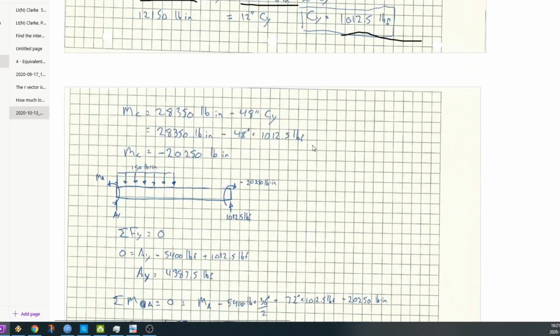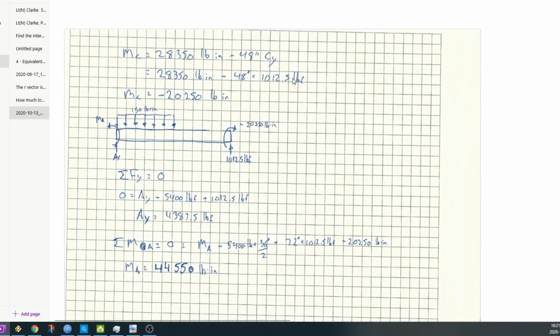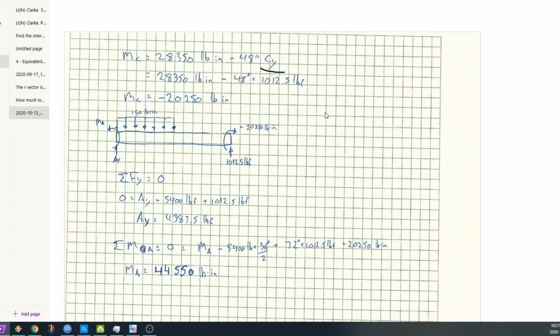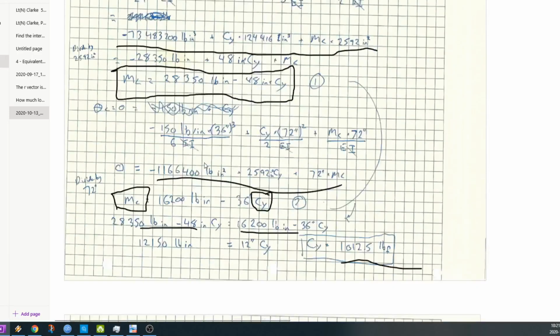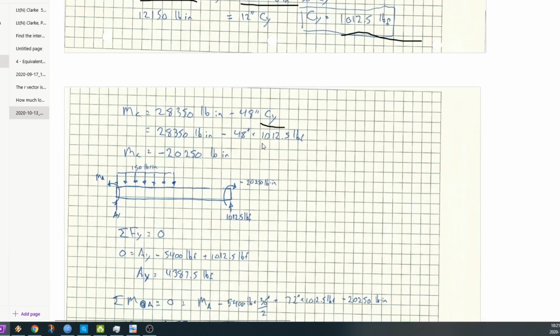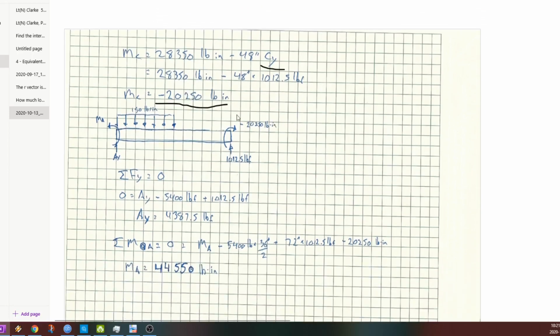So, based upon that, if we know CY, we can also solve for MC. So using this first equation here allows us to find the MC is going to be equal to negative 20,250 pound-inches. So just redrawing our free body diagram here.